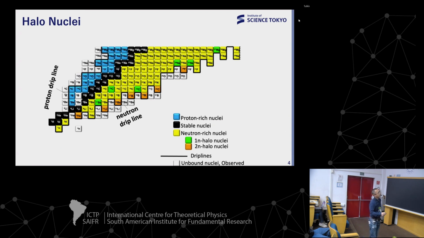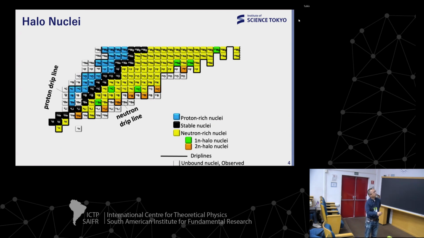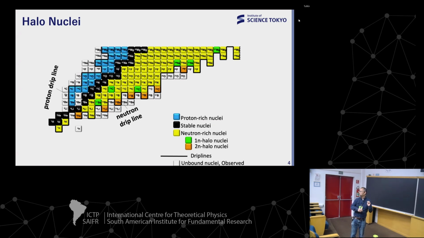But as I said, above fluorine, neutron drip line nuclei are still very difficult to measure. Like fluorine-31 is like one count per, I would say, one day for this intensity. So we cannot measure breakup reactions and so on and so forth.